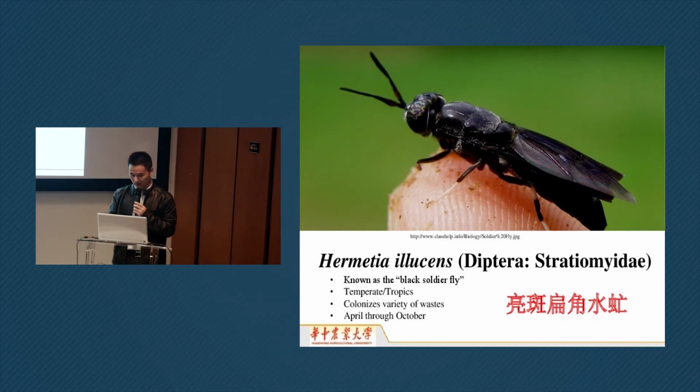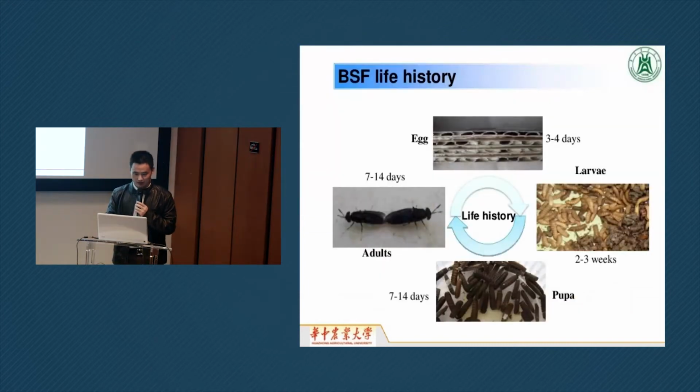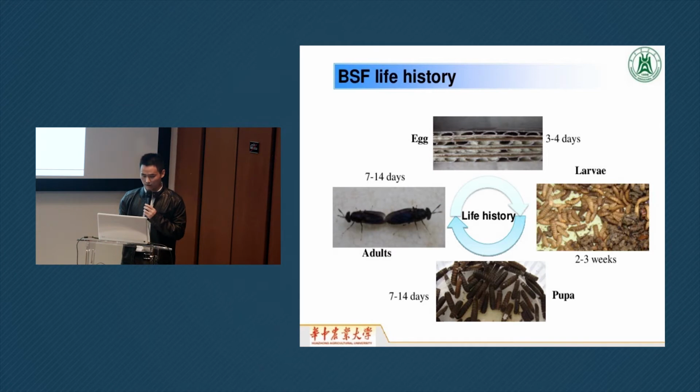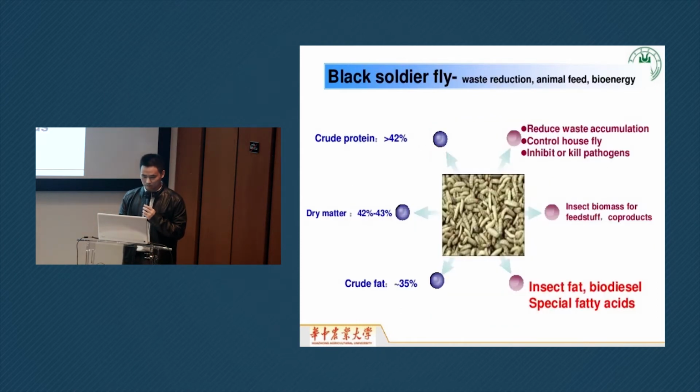This picture shows the bacteria mating and laying eggs. Probably a lot of people know this, but I'm going to give a brief introduction of the life history. It's very typical for the biorefinery. It has 4 different developing stages: egg, larvae, pupa, and adults. It takes about 40 days for the whole life history.